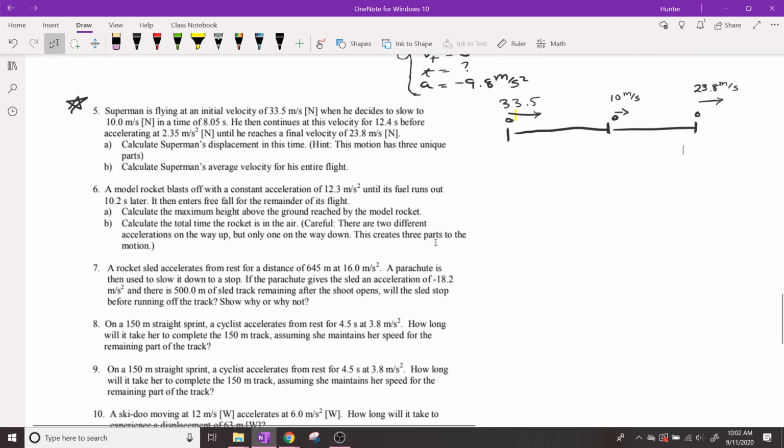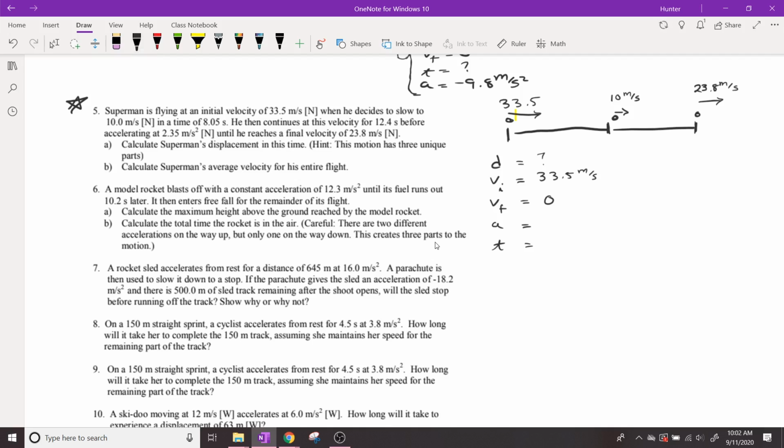So, let's see here. D, VI, VF, A, T. DVAT. Do we have a distance? Negative, Ghost Rider. Do we have a velocity? Yeah, 33.5 meters per second. Do we have a final velocity?